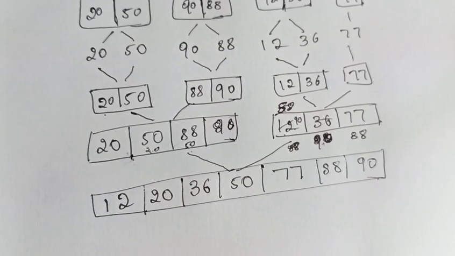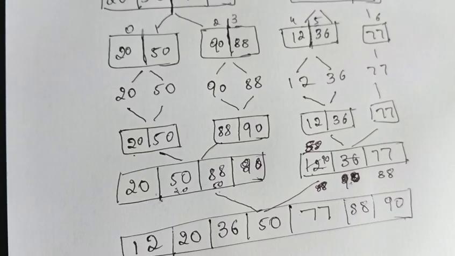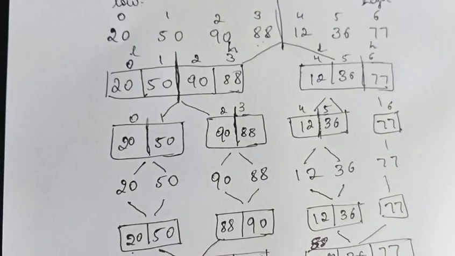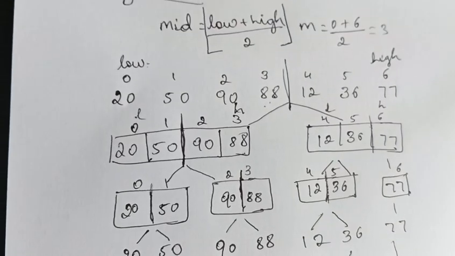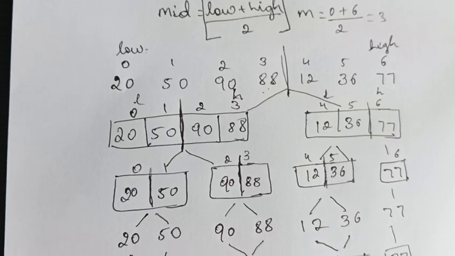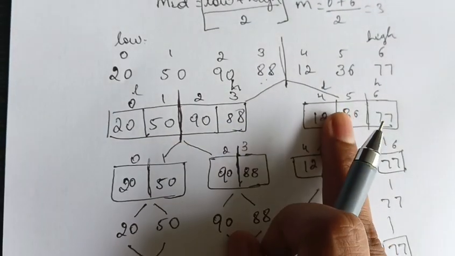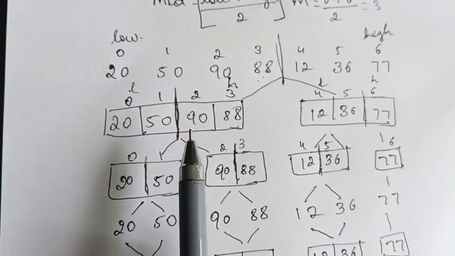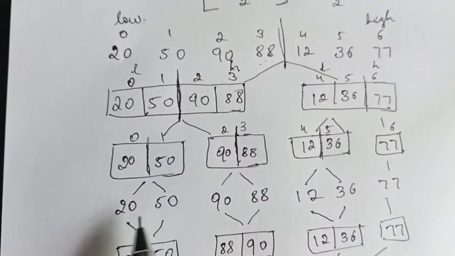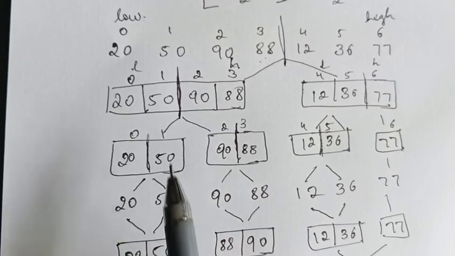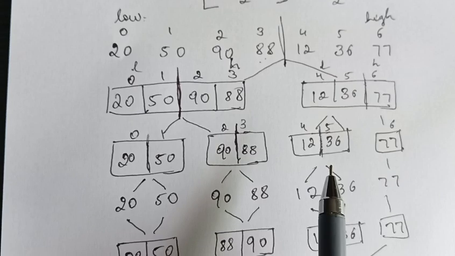This is how we'll perform the merge sort. First what we have to do? The entire array. We have to use the formula mid is equals to low plus high by 2. Calculate the mid element and then divide the array into 2 equal parts. Then we have to keep on dividing the elements until we get the single elements. First left side you have to perform and then only we have to go for the right side.